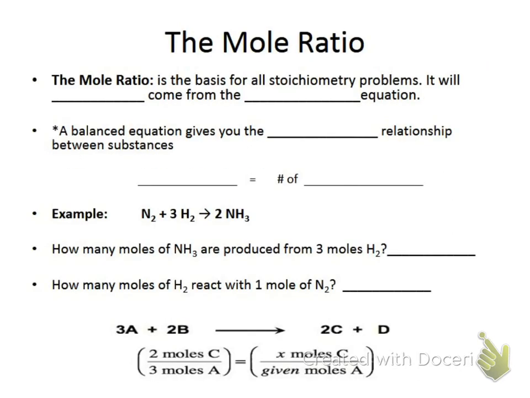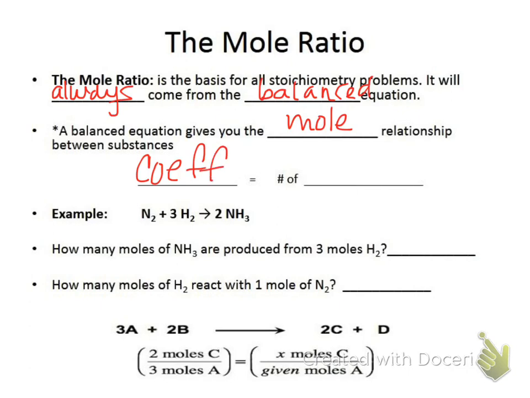Whoops, forgot to tell you I was writing. So it always comes from the balanced equation. And the balanced equation will give you the mole relationship. Okay? So the coefficients, I'm going to abbreviate that. Are you okay with that? Because I write too big for that. The coefficient is equal to the number of moles. Okay? So this is the equation for the production of ammonia. If I were to read that equation, I would say 1 mole of nitrogen reacts with 3 moles of hydrogen, which yields 2 moles of ammonia.